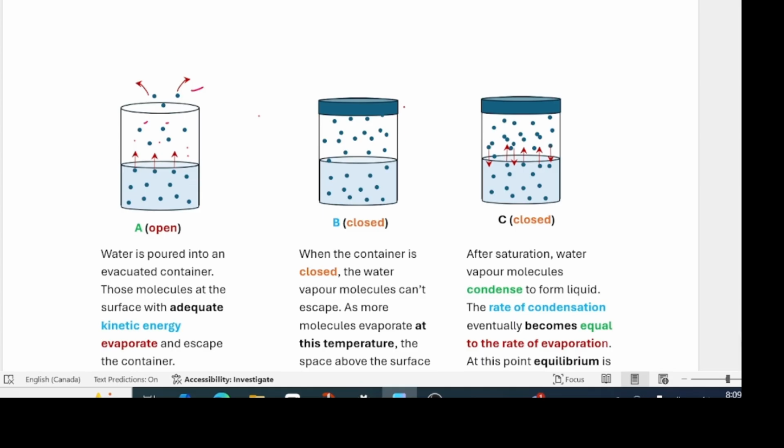But if the container is closed, as in System B, the water vapor molecules will aggregate above the water surface until saturation point is reached. At this point, the water molecules reform hydrogen bonds with each other and condense. Simultaneously, new sets of water molecules escape to form vapor. Equilibrium is reached as the rate of condensation becomes equal to the rate of evaporation.